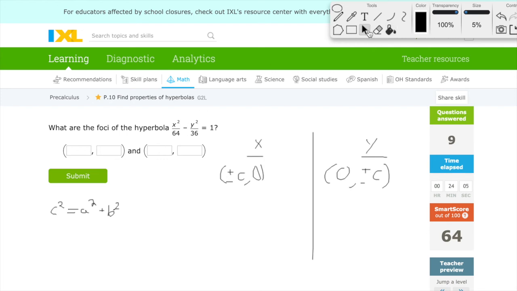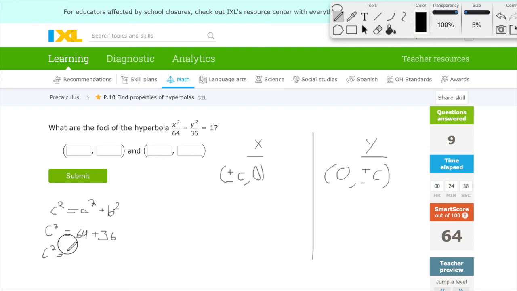So if I plug these in here, I would have 64 plus 36 equals c squared. Those add together to be 100, so c squared equals 100.